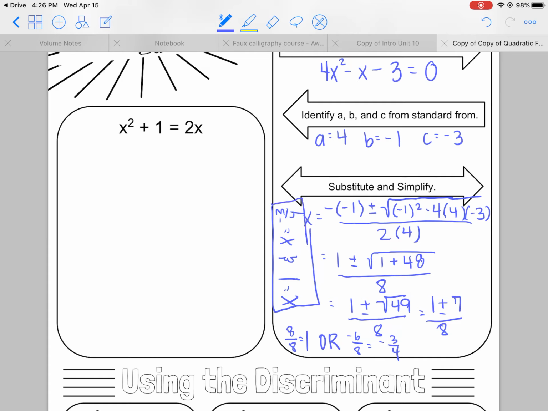Notice that that would not have come out as a nice, pretty, factorable form. So that's why I had to use the quadratic formula. Sorry, that got kind of messy.